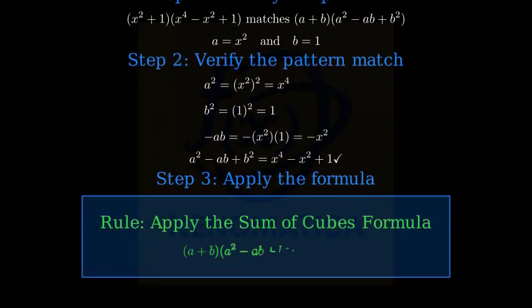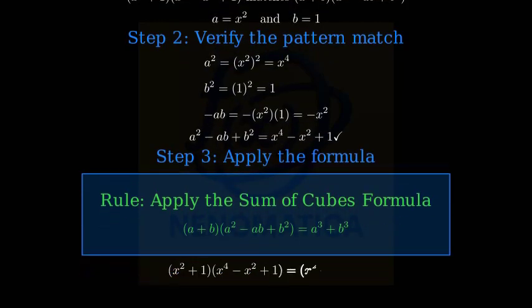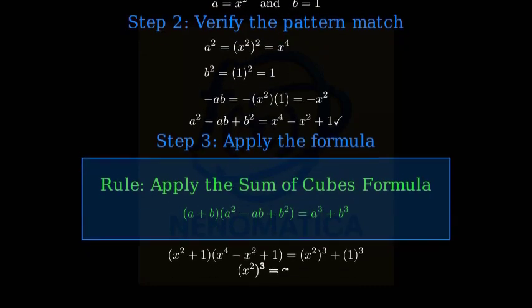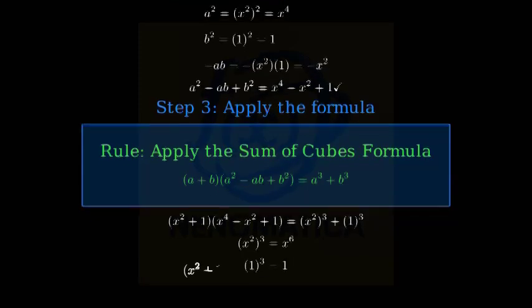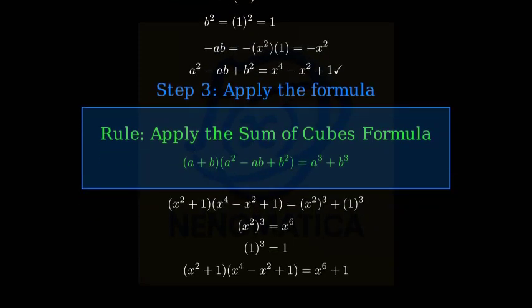According to our rule, the expression equals a cubed plus b cubed. So, substituting our values, we get x squared cubed plus 1 cubed. Let's simplify. This x squared cubed equals x to the 6th, and 1 cubed equals 1. So our final answer is x to the 6th plus 1.